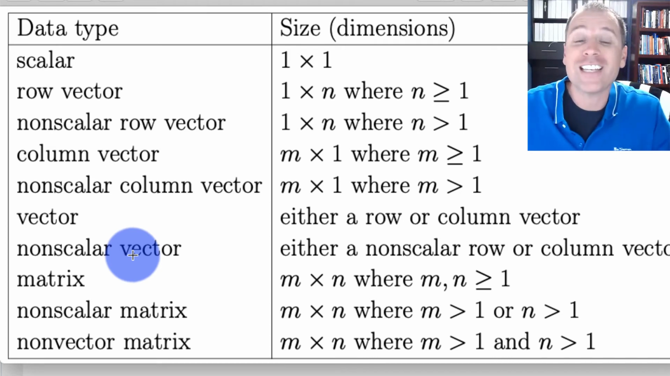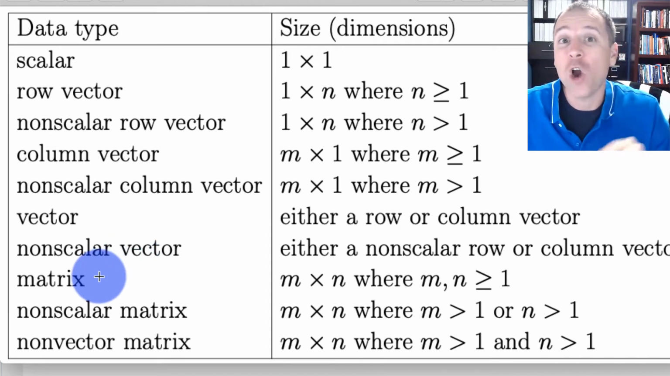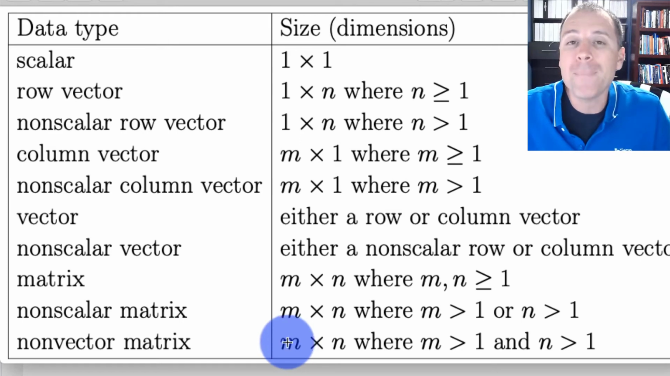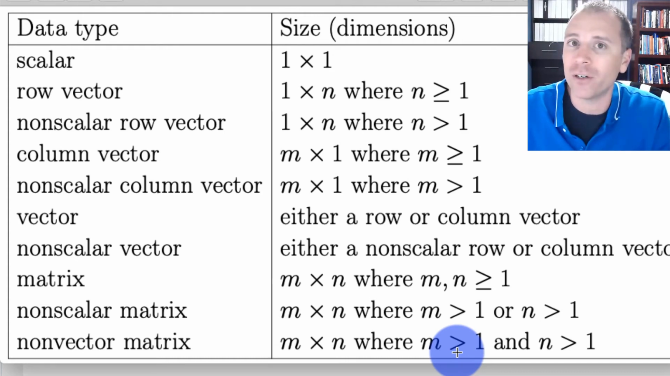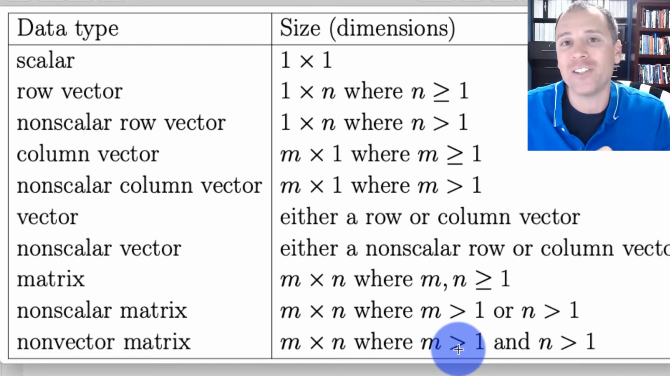On the other hand, if we say something is a non-vector matrix, we know for sure that it is an m by n data structure where both m and n are greater than 1. It's definitely not a row vector. It's definitely not a column vector. It's no type of vector. It's got to be a matrix.